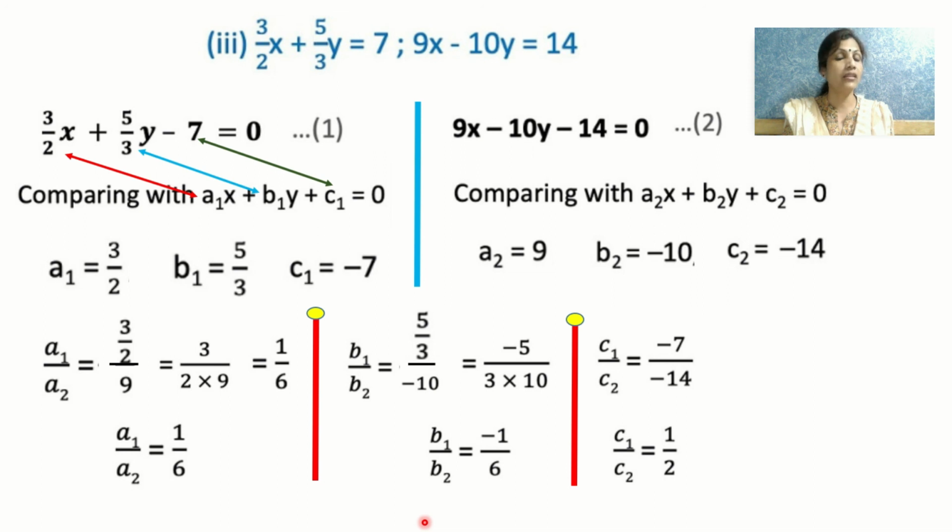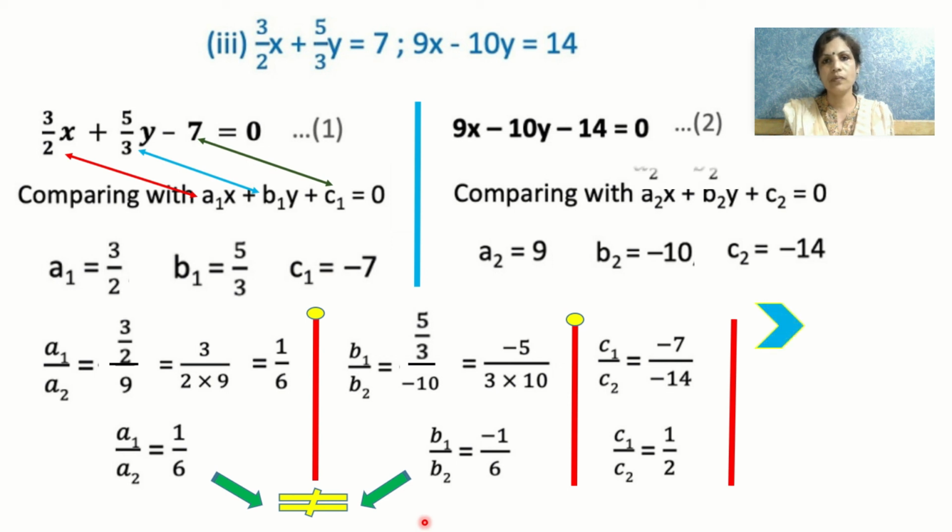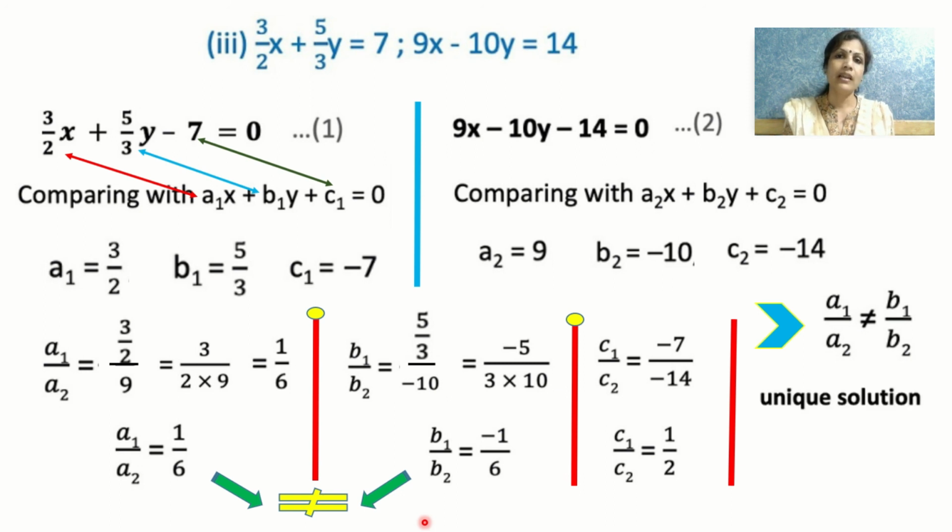What are you getting from this? The first ratio and the second ratio are not equal to each other. So a1 upon a2 is not equal to b1 upon b2. And what do we interpret from this? That the pair of linear equations has a unique solution. When they have a unique solution, the lines are intersecting lines, and since we are getting a solution, we say that the pair of linear equations is consistent.